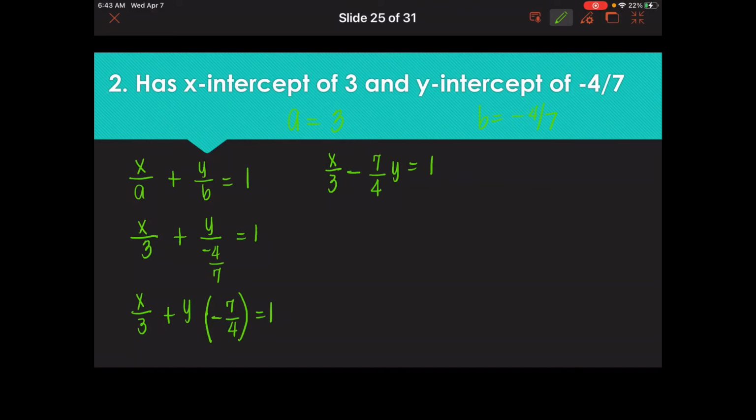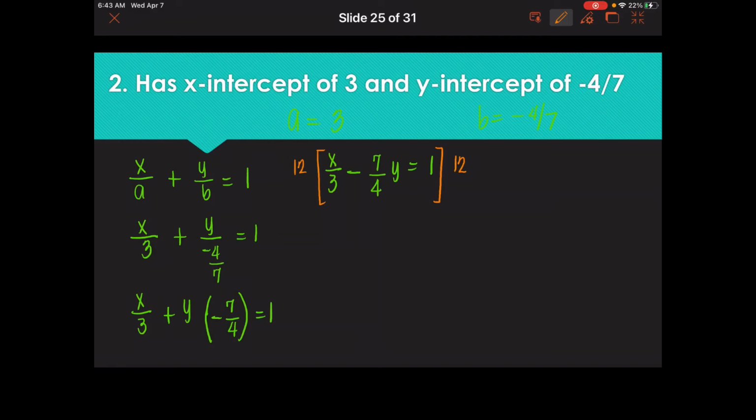Okay, now look at the denominator. We have 3 and 4. So you think of the smallest number that is divisible by 3 and 4. Okay, so that would be, very good, that would be 12. So we multiply both sides by 12.